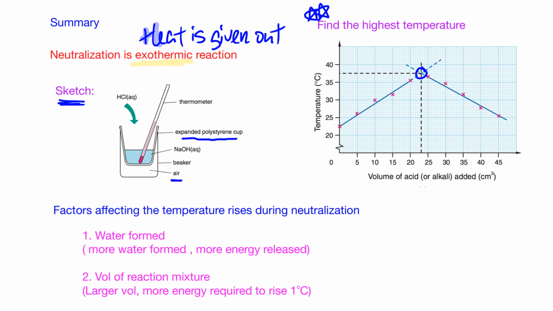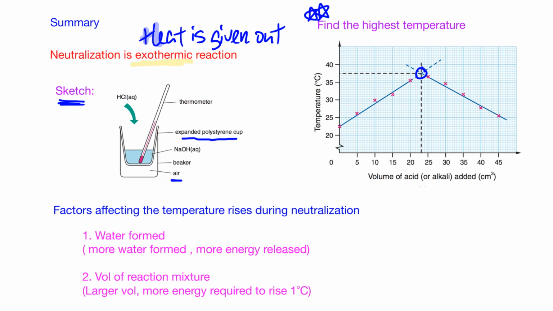And also, we have to learn about the factors that are affecting the temperature rise during the neutralization. Basically, it's based on two things. One is the water formed in the process. The more water formed, the more energy will be released. The second one has the opposite effect to the water formed. That will be the volume of the reaction mixture.